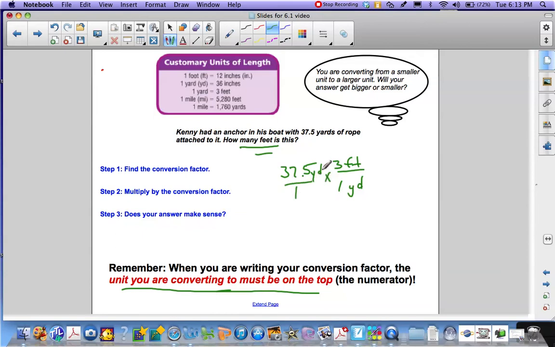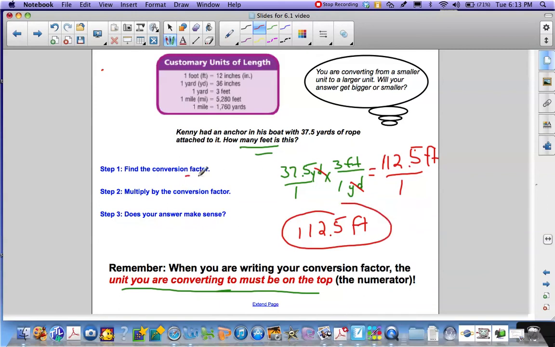Now I'm going to multiply. Okay. I'm going to do now the yards. It's in the numerator and in the denominator. So I can divide that out. Now I have 37.5 times 3. Okay, that's 112.5 feet. 1 times 1 is 1. Okay. So my answer is going to be 112.5 feet. Now let's think, does that make sense?